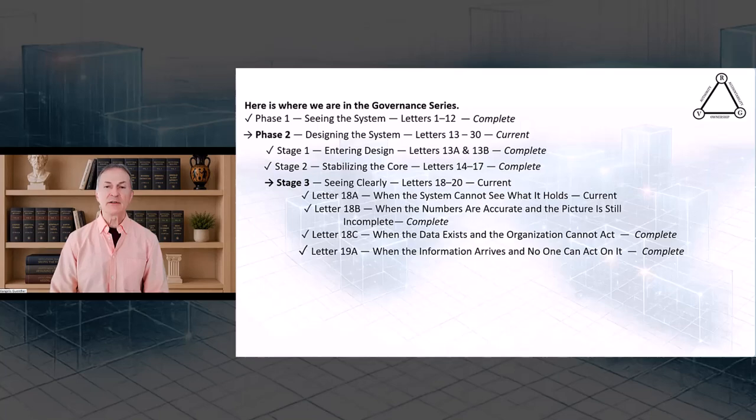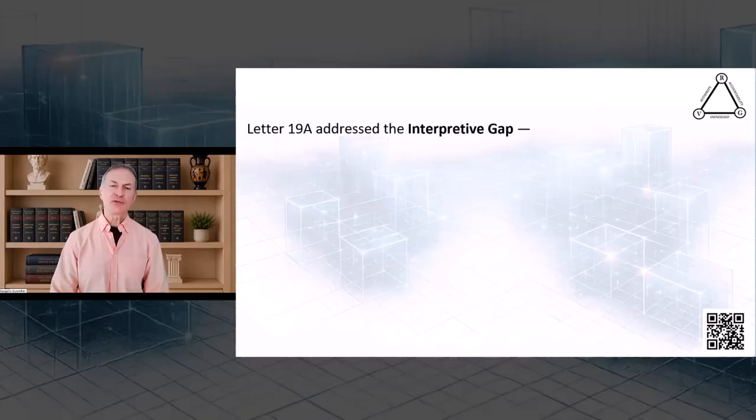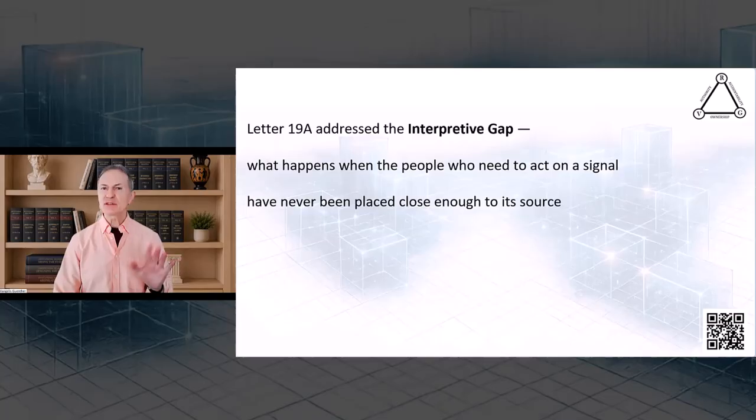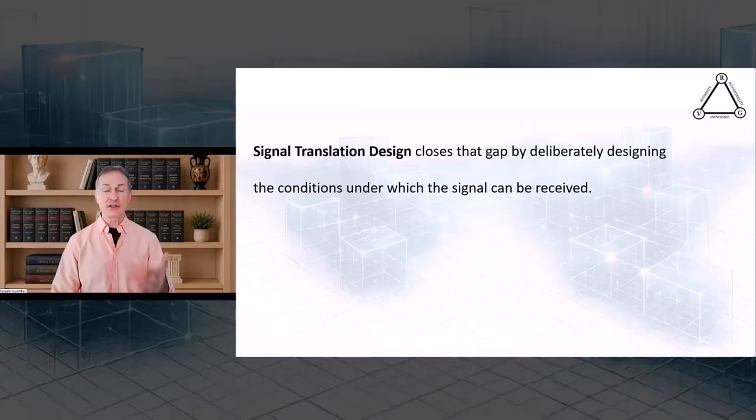We just completed letter 19A, when the information arrives and no one can act on it. We are now in letter 19B, when decision makers lack the domain knowledge the decision requires. Letter 19A addressed the interpretive gap. What happens when the people who need to act on a signal have never been placed close enough to its source to understand what it is telling them? Signal translation design closes that gap by deliberately designing the conditions under which the signal can be received.